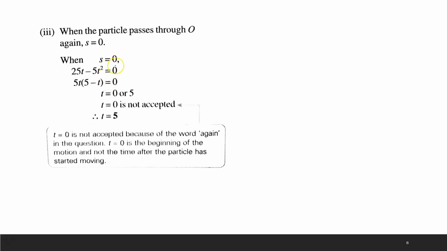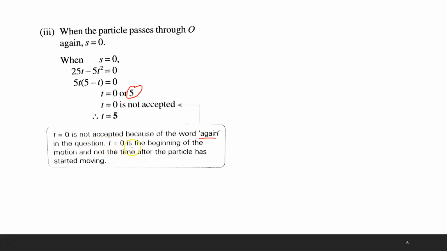Okay, then you just substitute the value into the formula given just now. Then you solve for the quadratic equation, you get t equal to 0 or t equal to 5. Ada dua jawapan juga. But t equal to 0 is not accepted. We only accept this one, t equal to 5. Why is it so? Kenapa kita tidak boleh terima t equal to 0? Because of the word again, dia kata, in the equation.